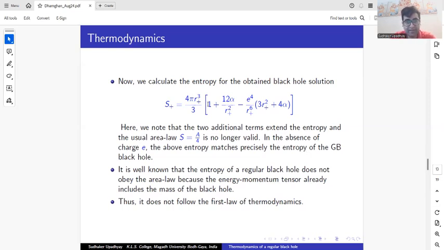Since the entropy of the regular black hole does not obey the area law, this is because the energy momentum tensor already has the mass term. This corresponds to your entropy not following the area law, and also not following the first law of thermodynamics, which is required for black hole mechanics.